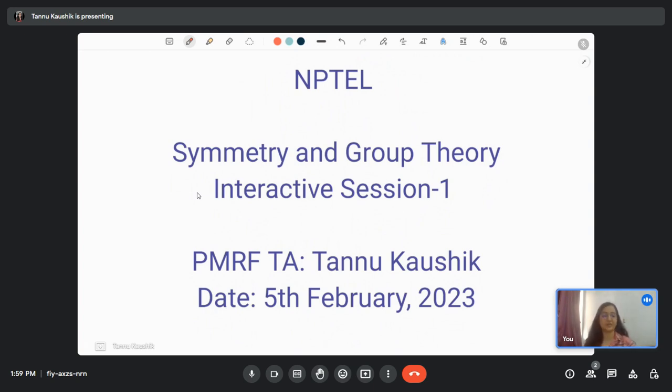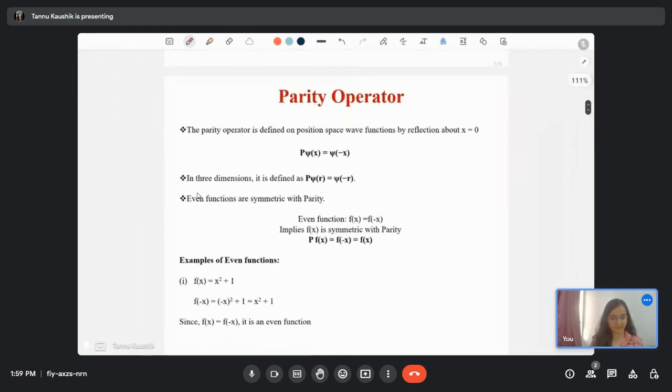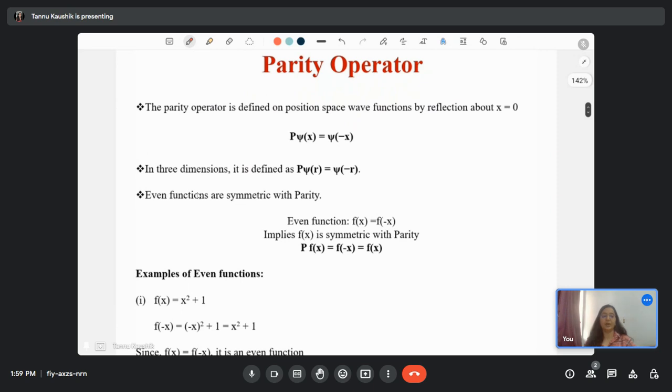This is our first interactive session, and here we will be discussing parity operators, and we will be solving some basic problems on the parity operator. With the help of these interactive sessions, we will be taking up some model questions that will help you in solving assignment problems also, or you can ask any doubt related to class or any doubt you have in these sessions. Let's begin with our first session.